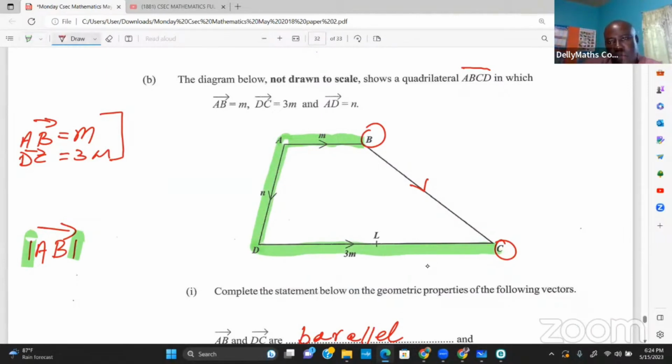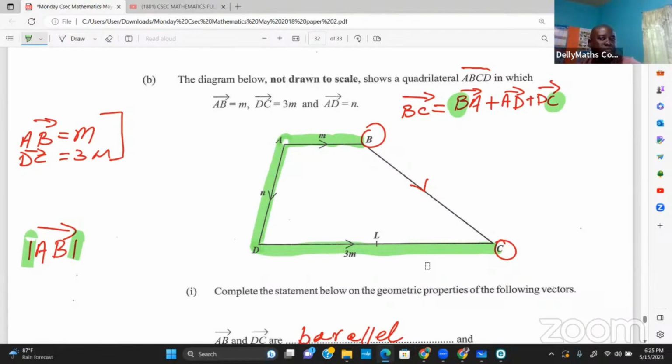So then BC is equal to BA plus AD plus DC. And you can always look at your beginning and the end, and you should be able to see what they had asked. B starting, ended at C. So what we want to do now is simply put our values.